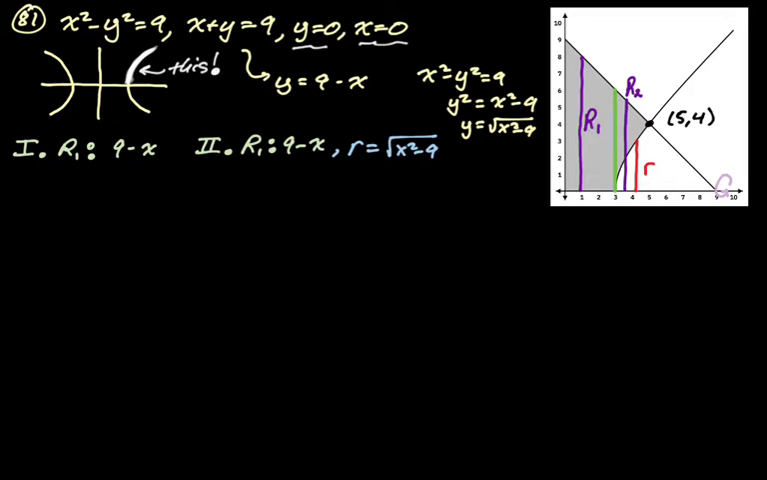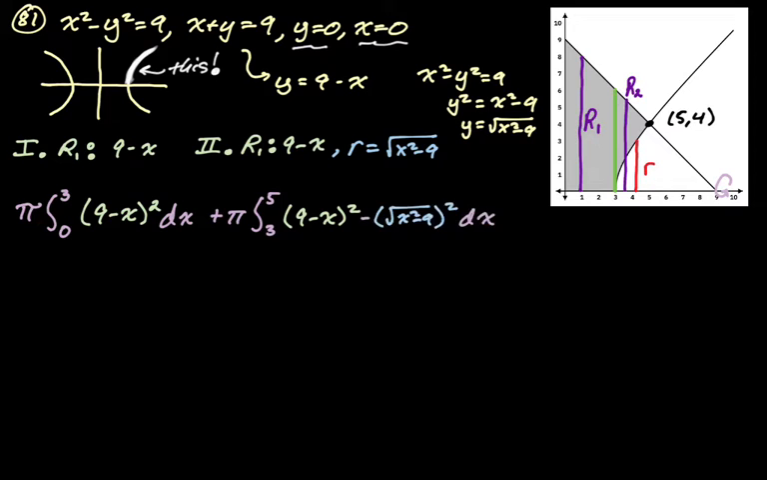All right, from there, it's straightforward. We're going to set up our integrals. So the first one, we're going from 0 to 3 of big R squared dx. And then we're going to add to that pi, the integral from 3 to 5 of big R squared minus little r squared.